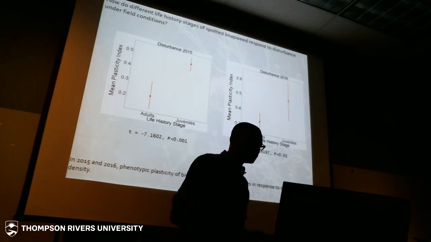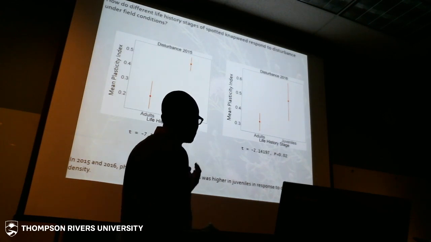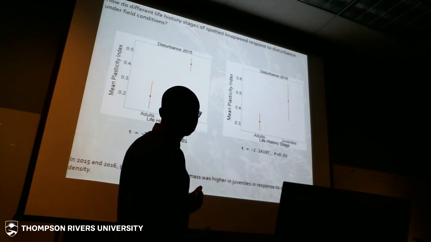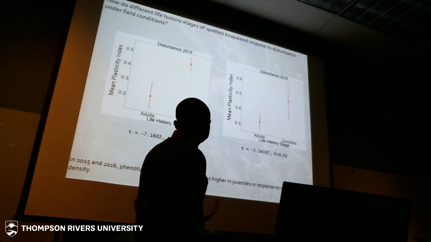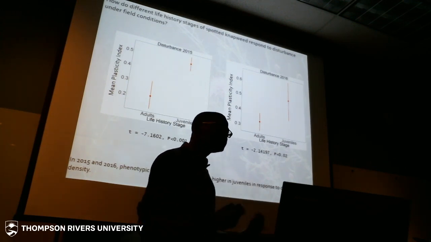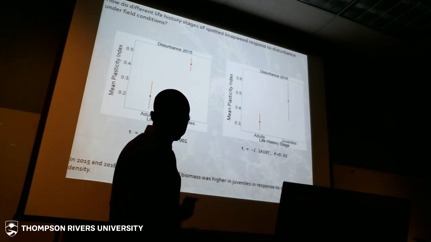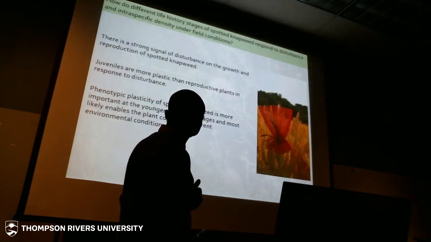And so I was also trying to look at the phenotypic plasticity of adult plants and of juvenile plants in response to disturbance in the field. And so I found that juvenile plants tend to be more plastic compared to adult plants. And I found this was the case in both 2015 and 2016. So the plasticity of the plants in response to disturbance in the field was higher for juveniles compared to the adult plants that have started reproducing.